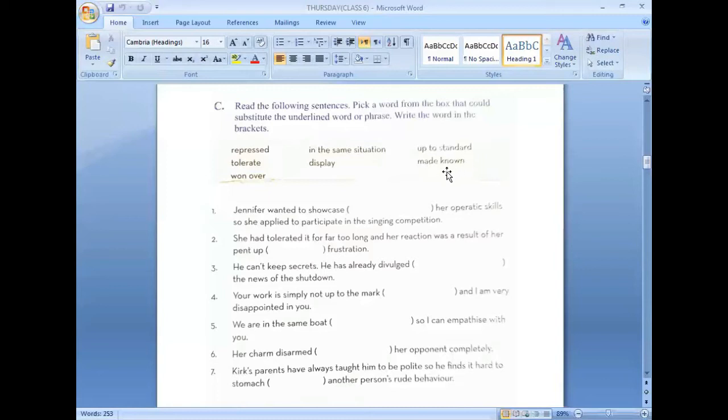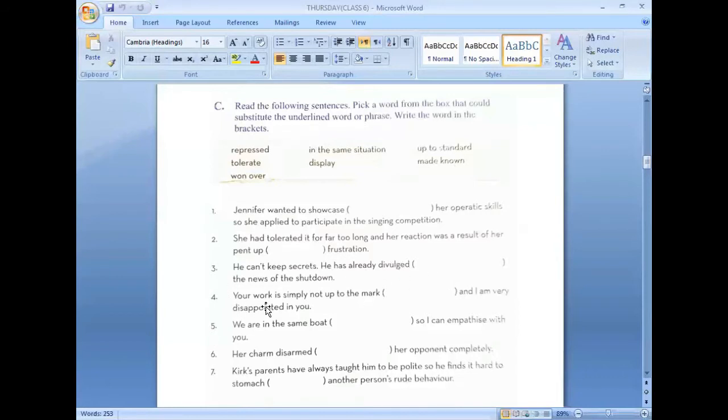Made known. He has already made known the news of the shutdown. So divulge will be substituted by the phrase made known. Is it clear now? So in number three, the answer will be made known.